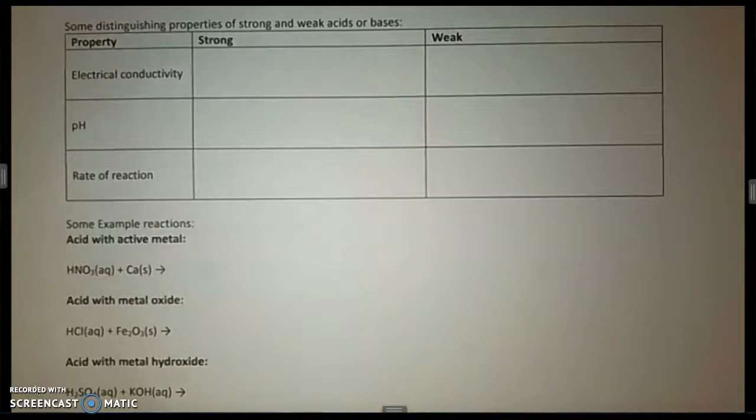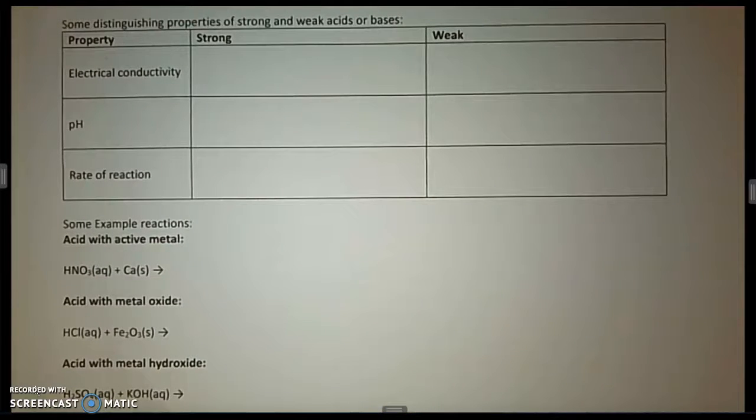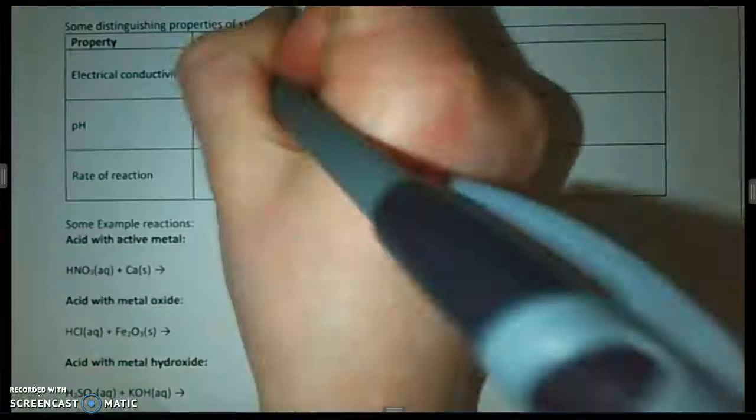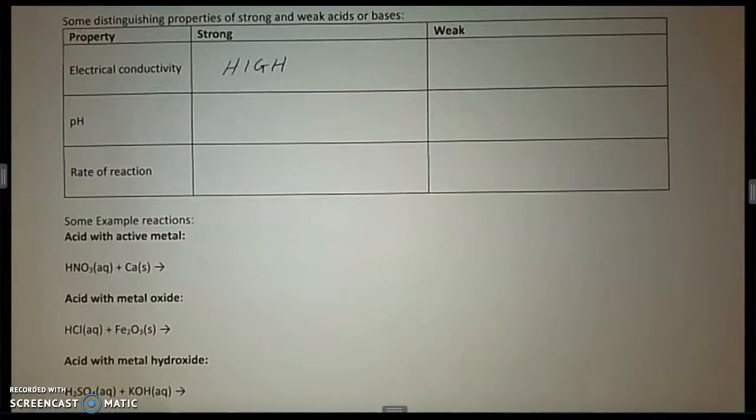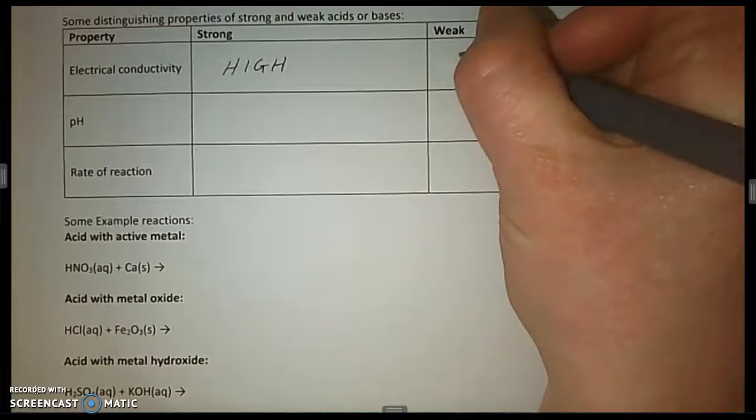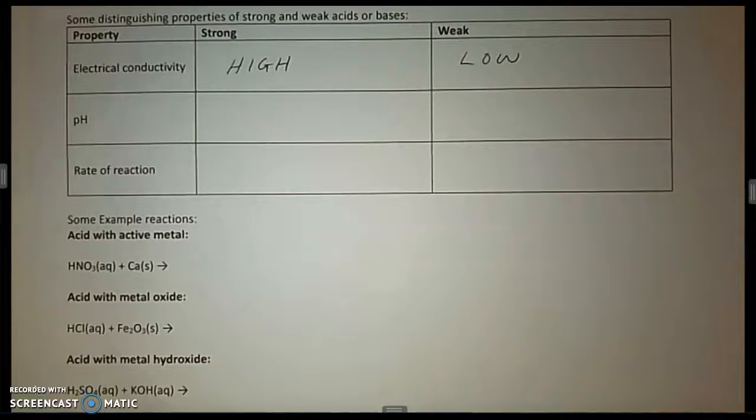Okay, we're going to start with electrical conductivity. So how well a solution will conduct electricity. In a strong acid or base, because the degree of ionization is very high, you're also going to have high electrical conductivity. Okay, you're going to have a relatively high concentration of ions in that solution. You're going to conduct electricity pretty effectively. With a weak acid or base, you're going to have lower electrical conductivity, because the concentration of ions is going to be lower. And you need ions in solution to conduct electricity. So that one is pretty straightforward.